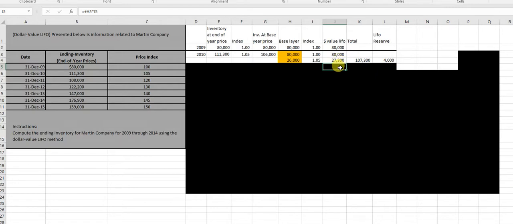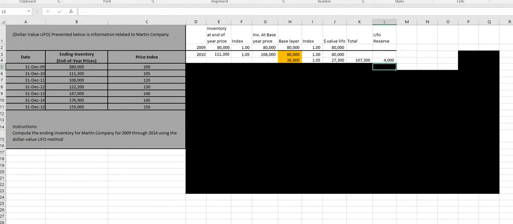So now I have 2 layers, one at a 100 index and one at a 105. I add those 2 together and I get 107,300. My LIFO reserve is simply the inventory at end of year price minus the total of 107,300. So I have 4,000. So the 111,300 minus the 107,300 is 4,000.